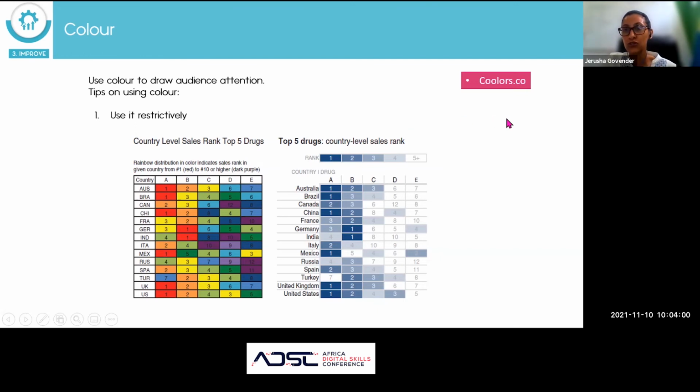Another helpful tool for you to look at is coolers.co, because if you're not great with creating color palettes and identifying the right color, or if you're aware that you have an audience with color blindness, it allows you to identify colors that will be more useful. So that's one tool that I've put at the top.